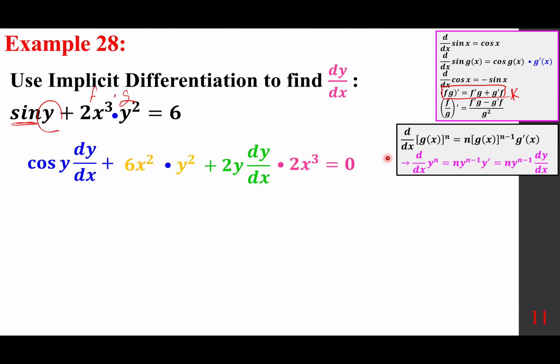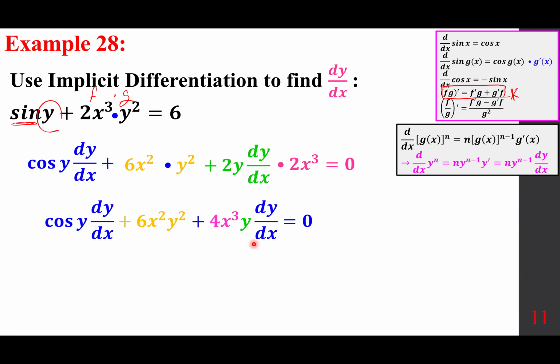And of course, we are going to use our techniques to finish the job. All right, so what do we have here? These two are very straightforward. These two, we want to combine them into 4x cubed y dy/dx. So these two don't change. So we repeat this, 6x squared y squared. 2 times 2, 4x cubed y dy/dx.